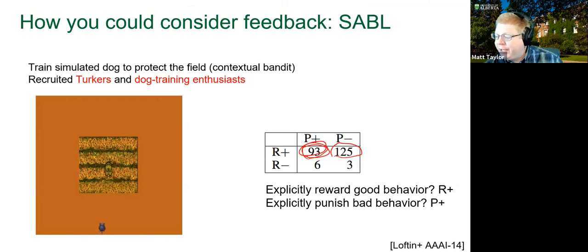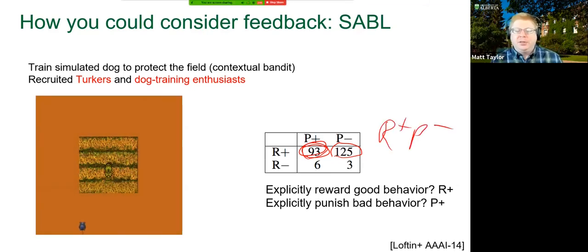In the other case, in the R plus P minus, now when the person walks away, the agent's gonna think, oh man, my trainer's no longer saying anything. I must be doing something wrong. I better unlearn. So it really depends on whether you are explicitly punishing and rewarding or not, whether there's a risk of unlearning as you give less and less feedback.